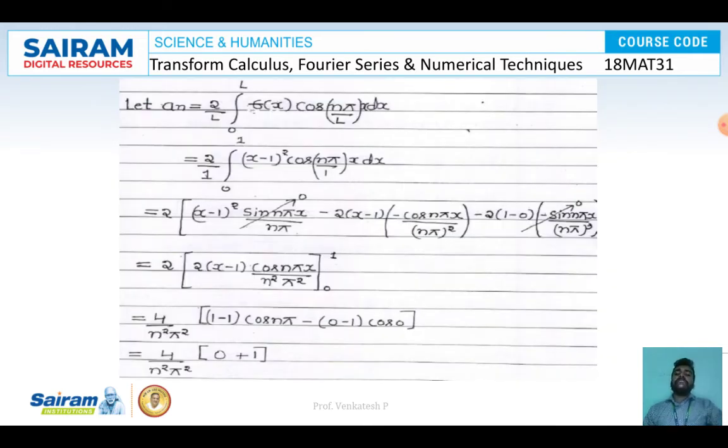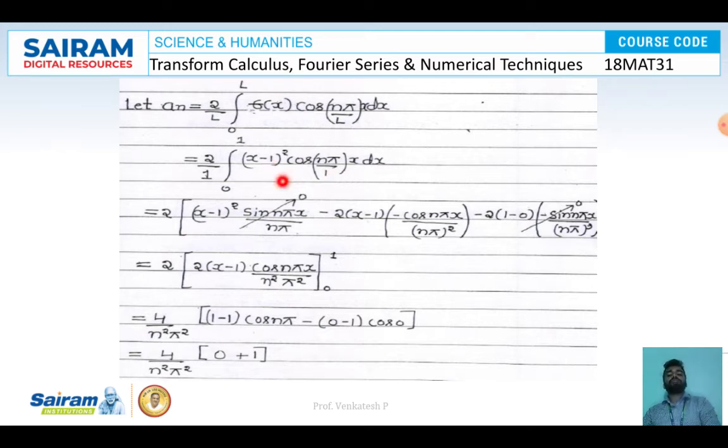So now finding an. So an is equal to, we have 2 by L integral 0 to L f of x into cos n pi x by L dx. Now replace L is equal to 1 and the function f of x is equal to (x minus 1) whole square. So we get 2 by 1 integral 0 to 1 (x minus 1) whole square into cos n pi by 1 x dx.